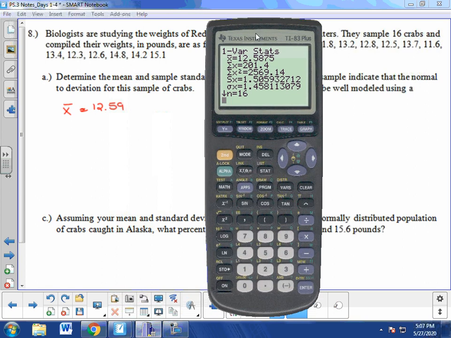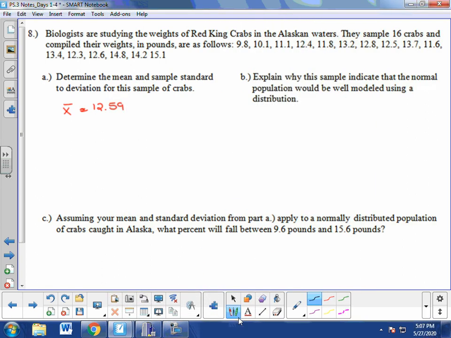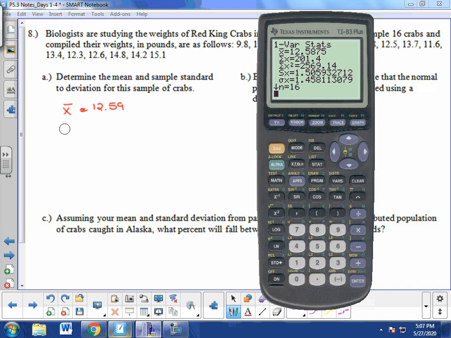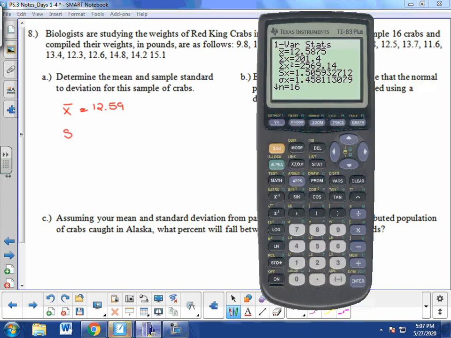S sub x is a standard deviation or a representation of deviation for a sample. And it's calculated a little bit differently here. So I'm going to go ahead and write this value down. S sub x is approximately 1.51. This value is accounting for the fact that we are not measuring the weight of every single crab here.